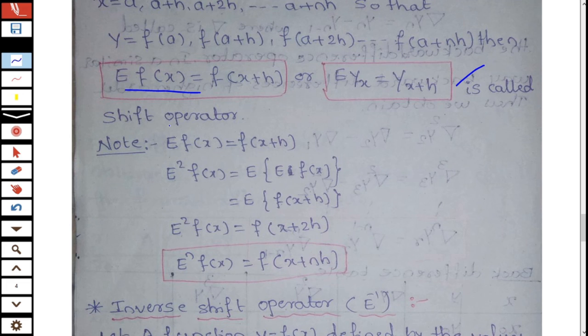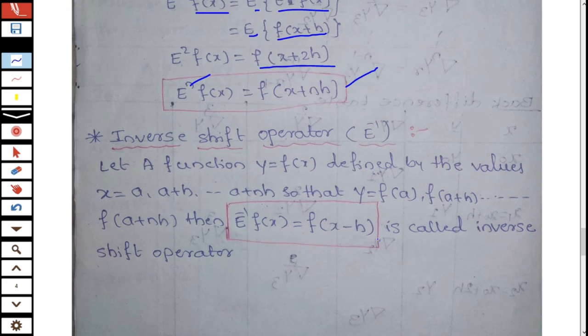Here there is a note: E of f of x equals f of x plus h. Then E square of f of x equals E of the bracket E of f of x, which is E of f of x plus h, and that gives f of x plus 2h. If we continue, the nth value, E raised to n of f of x, equals f of x plus nh. Then its inverse operator, that is the inverse shift operator.